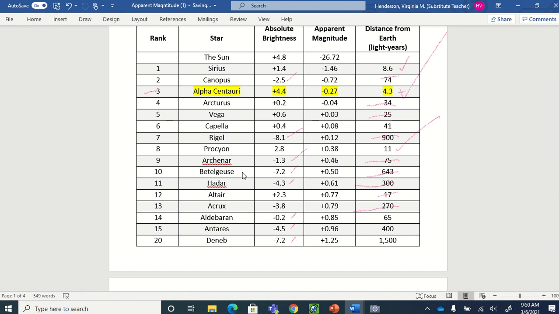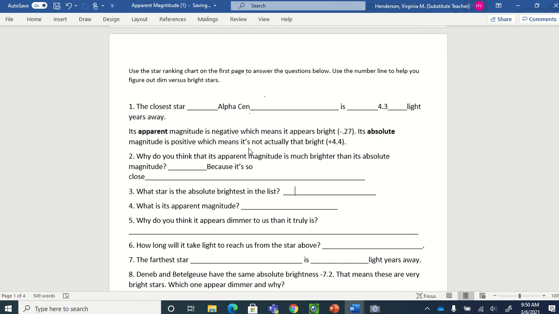Archer, he seems pretty okay. Betelgeuse, he's pretty high up there at 7.2. Hadar is kind of low on the scale as well, coming in at negative 4.3. And then you have the last two, which are negative 0.2 and negative 4.5. And the last one is Deneb at negative 7.2. So I'm going to say it's this one, because this one here has that negative 8, and that's the highest number I've seen so far in the negative section. So you're going to put in his name right there.